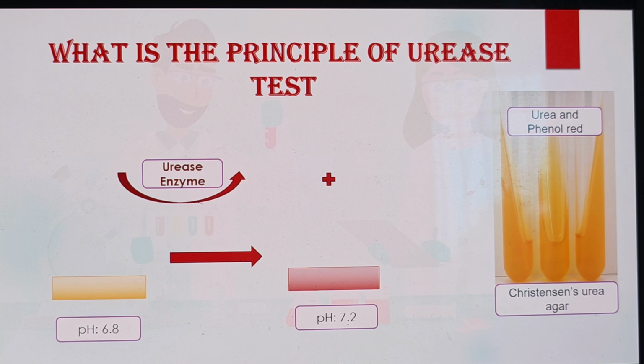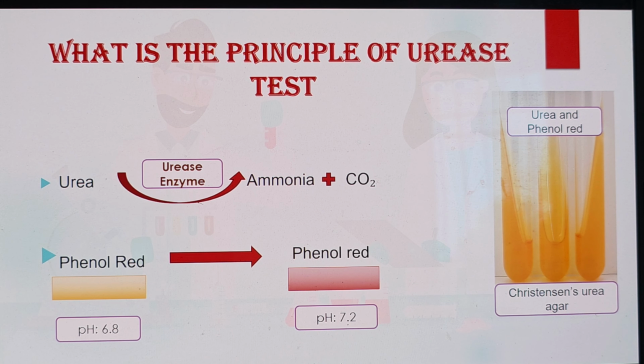What is the principle of urease test? It is mainly based on the ability of the organism to produce urease enzyme. So here the urease enzyme present in the bacteria mainly breaks down the urea to ammonia and carbon dioxide. This ammonia is mainly responsible for increasing the pH of the media and making it alkaline.